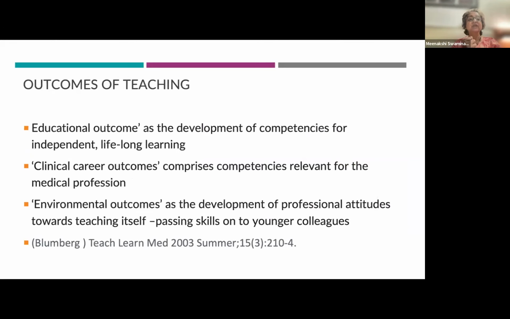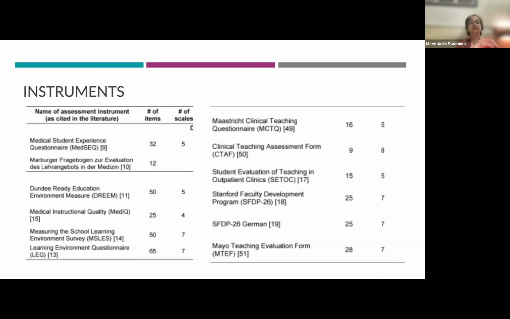And finally, I thought this was very interesting. Bloomberg published this on outcomes of teaching, which is educational outcome as the development of competencies for independent lifelong learning. Does your faculty, does your teacher do this? Do they develop competencies for independent lifelong learning in the students? Clinical career outcomes, which means competencies relevant for the medical profession. How much do they contribute, promote to this? And finally, environmental outcomes. That is the development of professional attitudes towards teaching itself, which means passing on these skills as an educator, a teacher, on to younger colleagues.